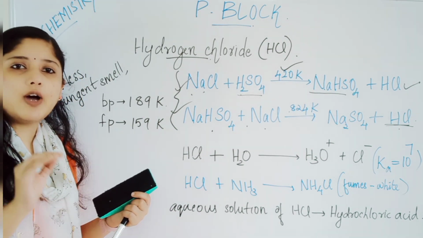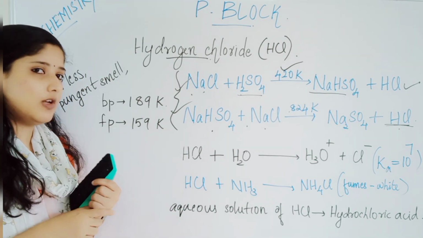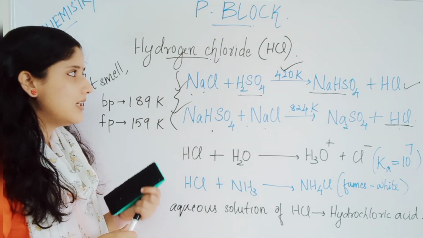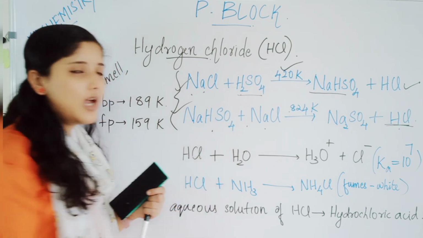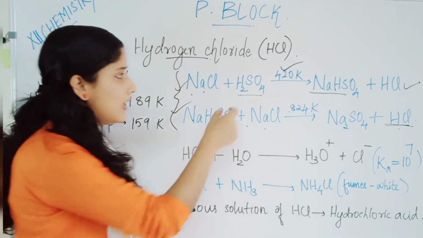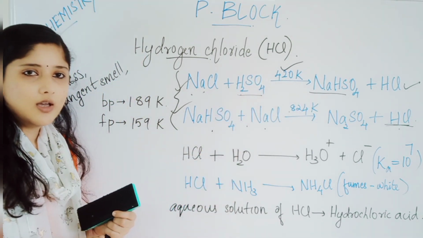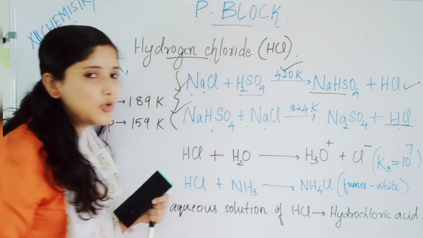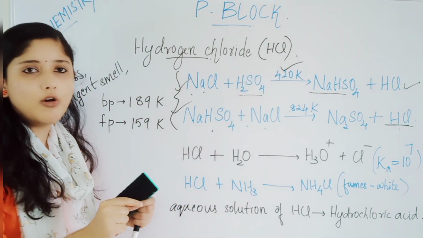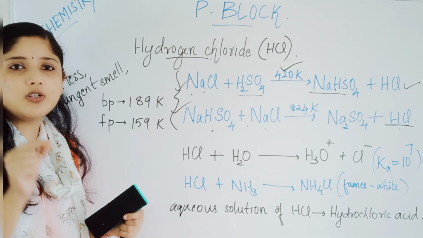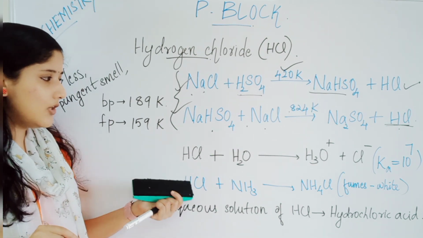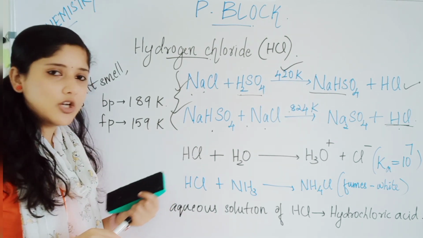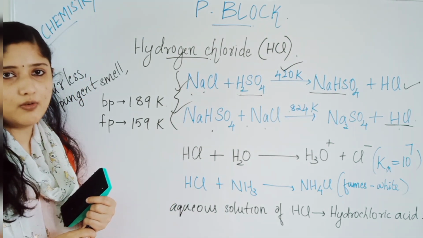The aqueous solution of hydrogen chloride, HCl, we usually call hydrochloric acid. Isn't it? Similarly, H2SO4 is sulfuric acid. It is an acid. HCl is hydrochloric acid. The aqueous solution of HCl, or hydrogen chloride, is hydrochloric acid. Next, the reaction of HCl with water.